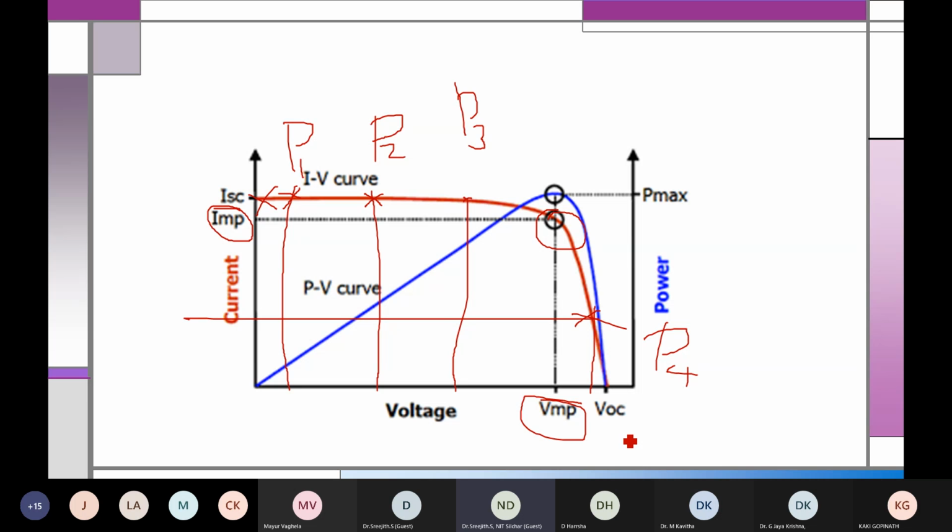That means we need to find the maximum power point. If it were only one value, we could identify that value and use it always. But it changes with respect to irradiation and temperature. So we need to find what the value is. We need to track it.